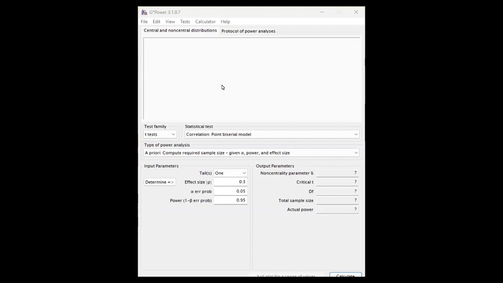And I would say that the GPower is easier to use, but Monte Carlo is more complex, but it is more accepted, because there's a more sophisticated way of power analysis for mediation analysis. So let's start with GPower.